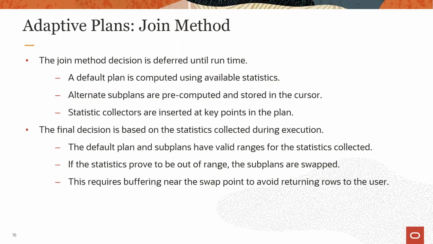But the final decision is based upon statistics collected during the execution. If the statistics collected during execution prove to be out of range with the estimates that it has made, the subplans can be swapped. So it can switch, for instance, from a nested loop to a hash join. This requires buffering near the swap point to avoid returning rows to the user.